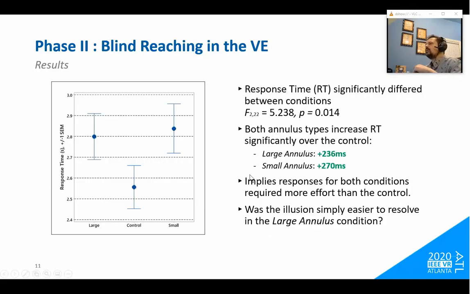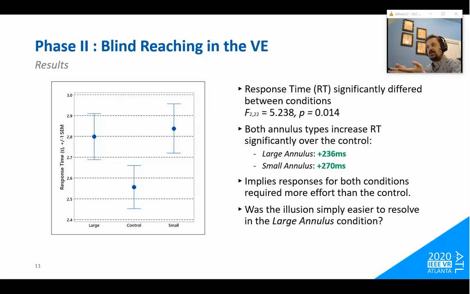We also recorded response time. Now, response time is interesting because it can be used as an implicit measure of how difficult a task is to complete. And what we found is that both the large and small annulus conditions took longer to execute than the control. Now, sort of an off-the-cuff, cavalier thing one might say is, well, that's obvious. There was more stuff to look at, more things to process, so it would take longer for them to execute the task. Well, that's not necessarily the case.